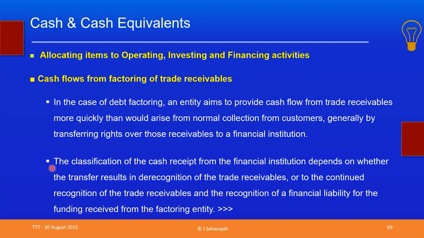So that's why you're talking about the classification of the cash receipt from the financial institution, debit bank, credit trade receivable, depends on whether the transfer of this receivable results in a derecognition. Do you take receivables out of your books? That means you will debit the bank, credit trade receivable out. All right, or to the continued recognition of trade receivable and the recognition of that financial liability, the trade payable, for the funding received for the factoring entity. All right, we have to establish that.